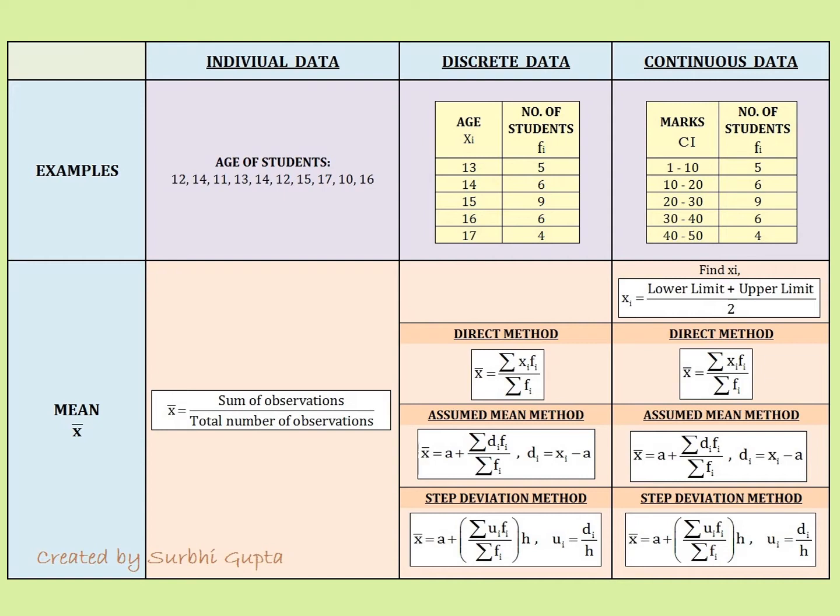Continuous data is the one where we have class interval and then we have the frequency. For example, we have marks as class intervals and number of students as frequency. So here we have three methods to solve: the direct method, the assumed mean method, and the step deviation method. So with the help of an example, today we will learn all the three methods for calculating the mean of a continuous type of data.